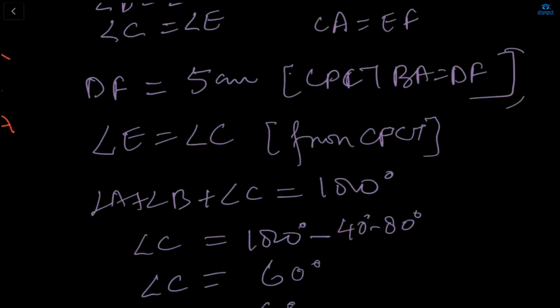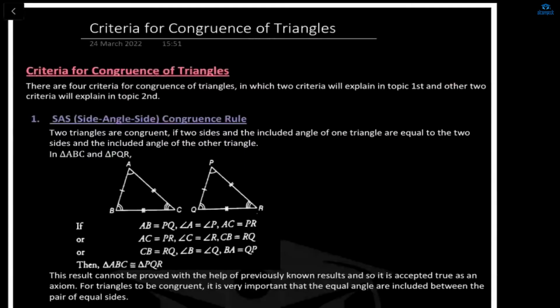Okay. Now let's see the criteria for congruency of triangles. How can you say two triangles are congruent? So there are many criteria. There are 4 criteria for congruency of triangles, in which I will explain 2 in a little bit, SAS and ASA. And 2 I will cover in the next topic.